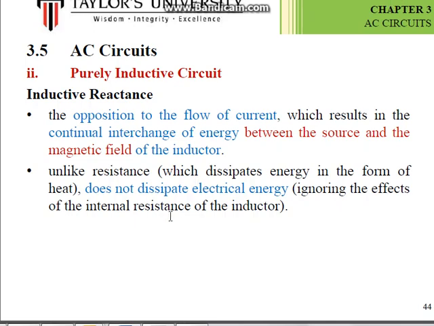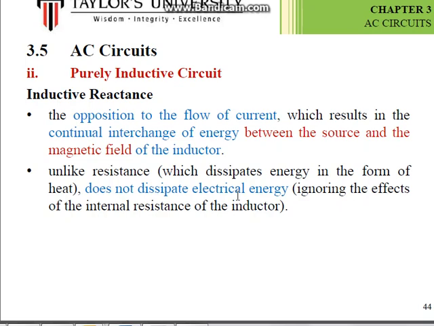So, just continuing from our inductive reactance, remember that for a purely resistive circuit we have resistance, the resistor. For an inductor, we do not call it resistance, but instead inductive reactance. It is the opposition to the flow of current, which results in a continual interchange of energy between the source and the field of the inductor. Basically, resistance usually dissipates energy as heat, but an inductor does not actually dissipate any electrical energy.